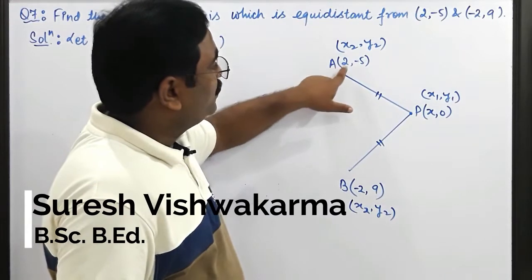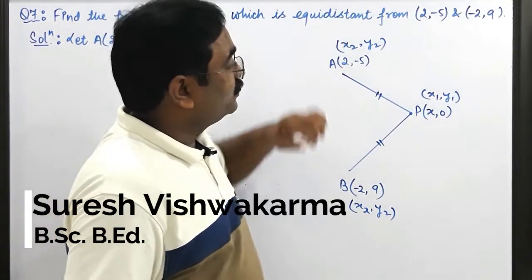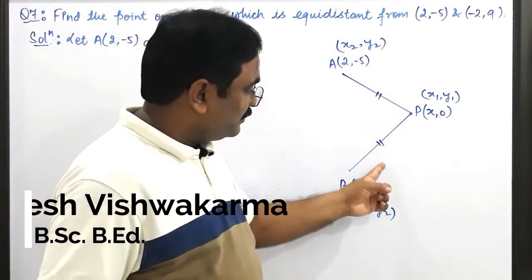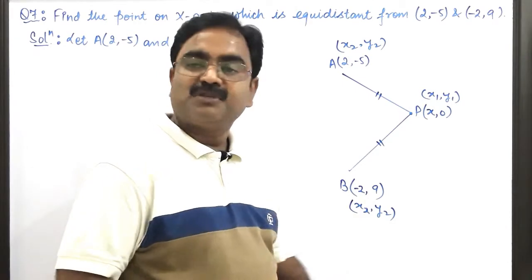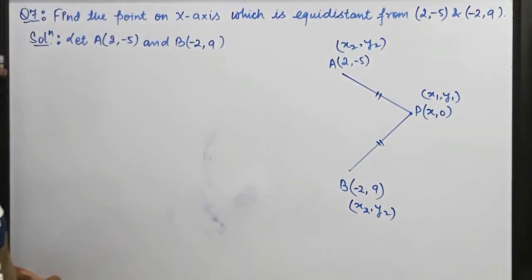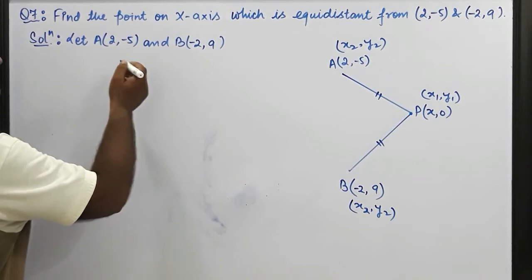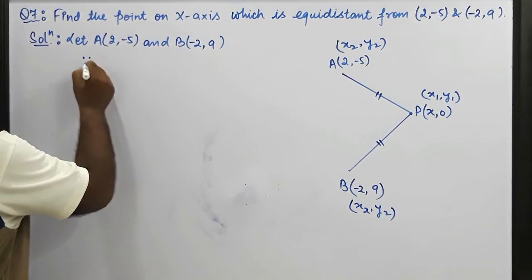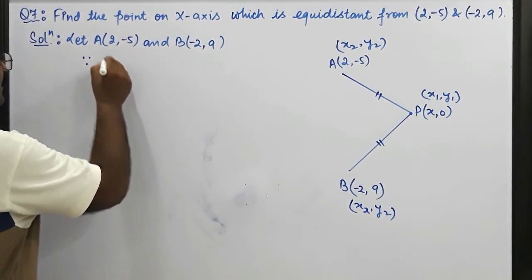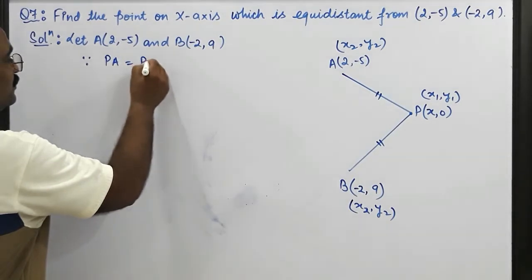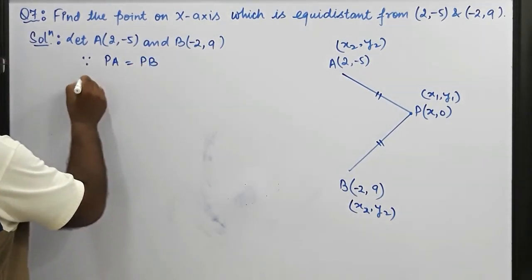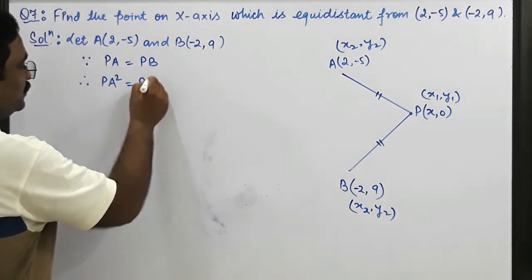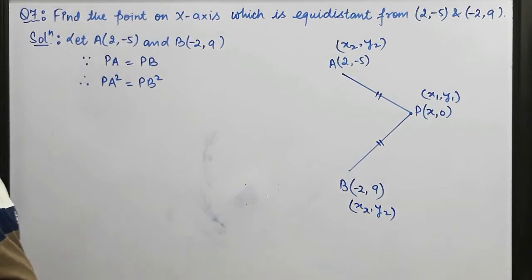Coordinates of A are 2, minus 5, that is x2, y2. When we find the measure of PA, and after getting that, to get the measure of PB, we will suppose this x2, y2. Since it is given that this point P is equidistant from A and B, therefore PA equals PB. So you can say PA square equals PB square.